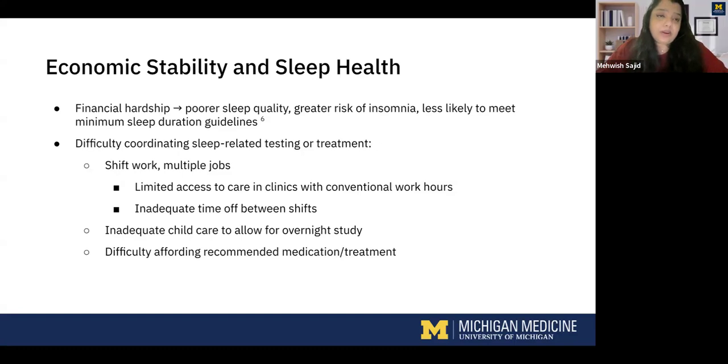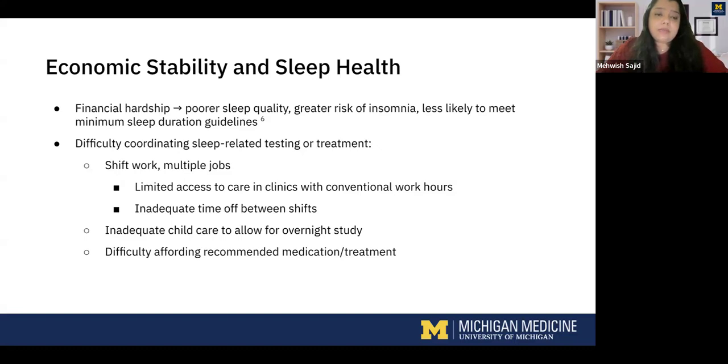There are a lot of times where childcare comes up when it comes to considering an overnight or an in-lab sleep study. And even for home sleep tests, if a child is frequently in the patient's bed, or might be disrupting or interrupting the sleep, that can affect the quality of the study as well. So that's something to consider.